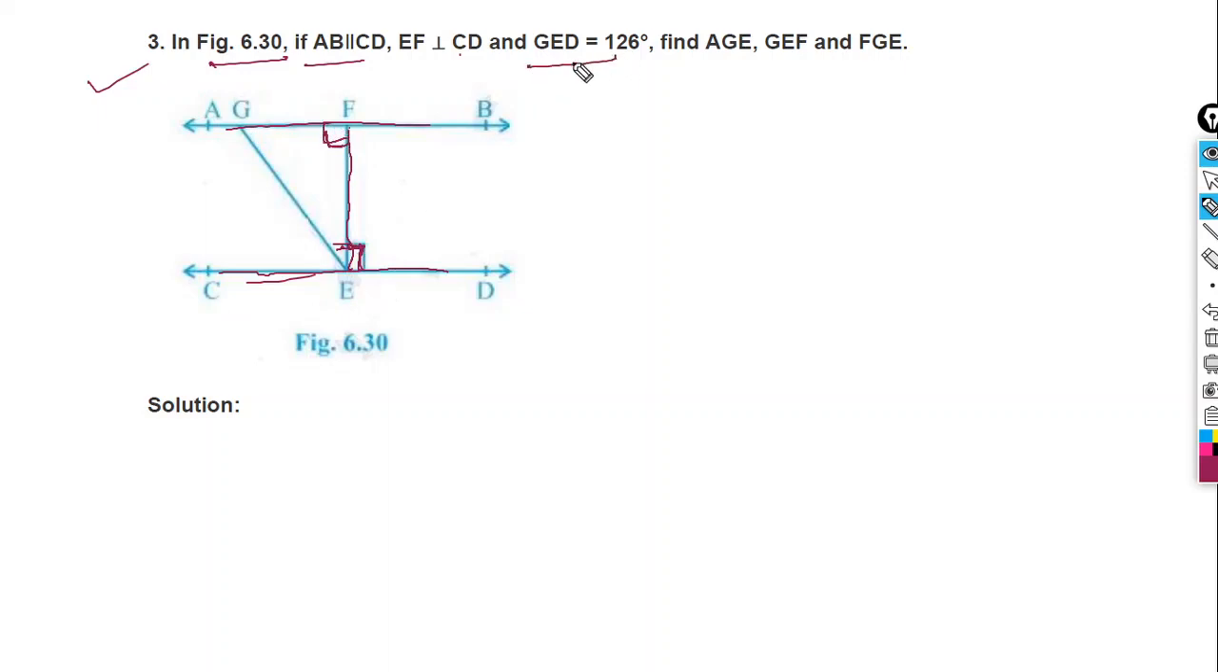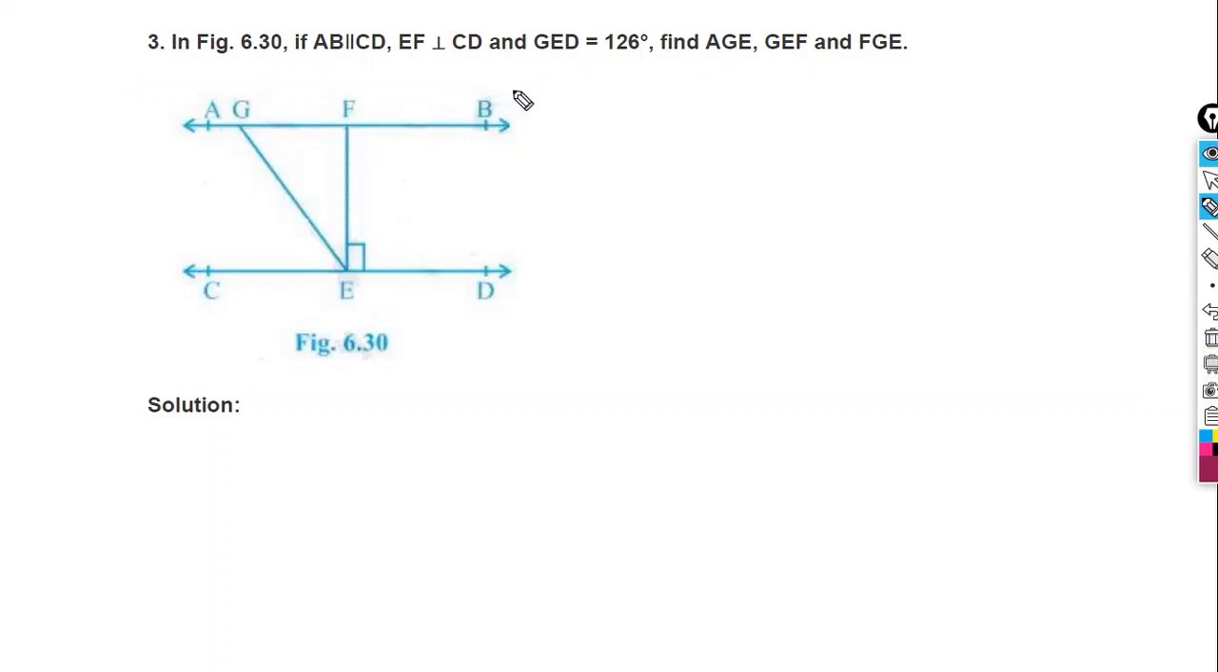Now GED is equal to 126 degrees. Where is GED? Look at it, GED. This angle is equal to 126 degrees. Find AGE. Where is AGE? AGE, this angle you have to find. GEF, this angle. And FGE. Where is FGE? These three angles you have to find. So let's start.